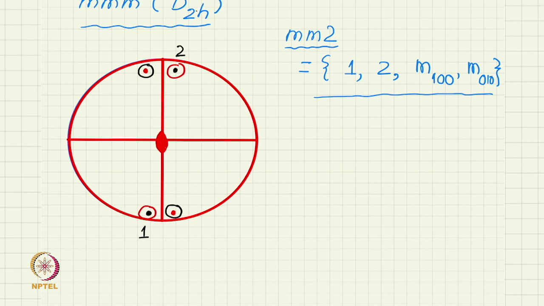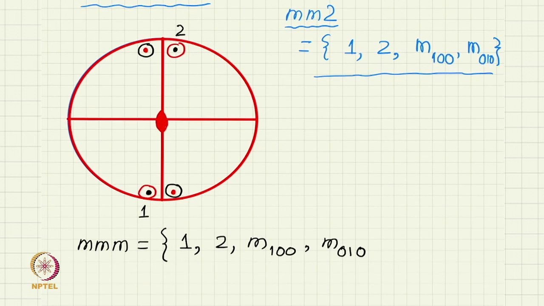So the order of the group doubles, it becomes a group of order 8. So the group MMM has 8 equivalent positions, as you can see from the stereogram, and the 8 operations can be written as 4 of them we get directly from MM2.